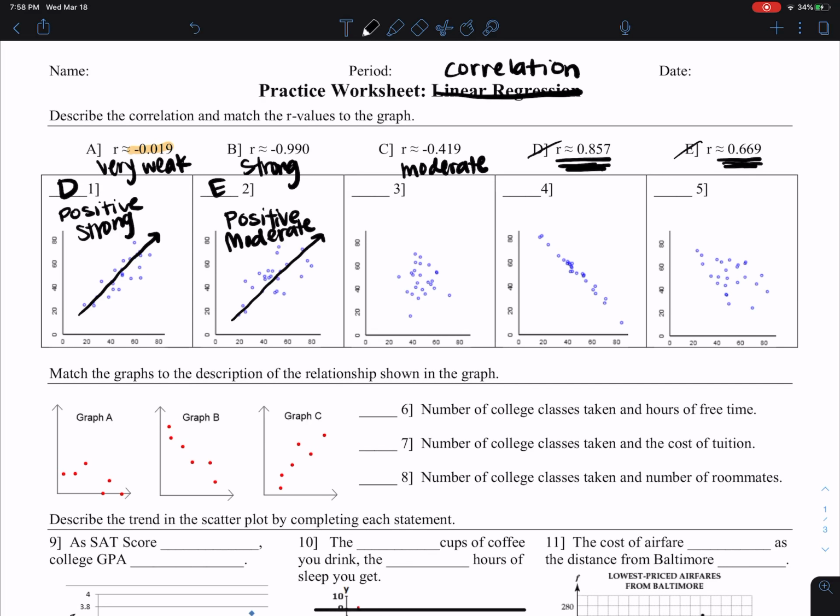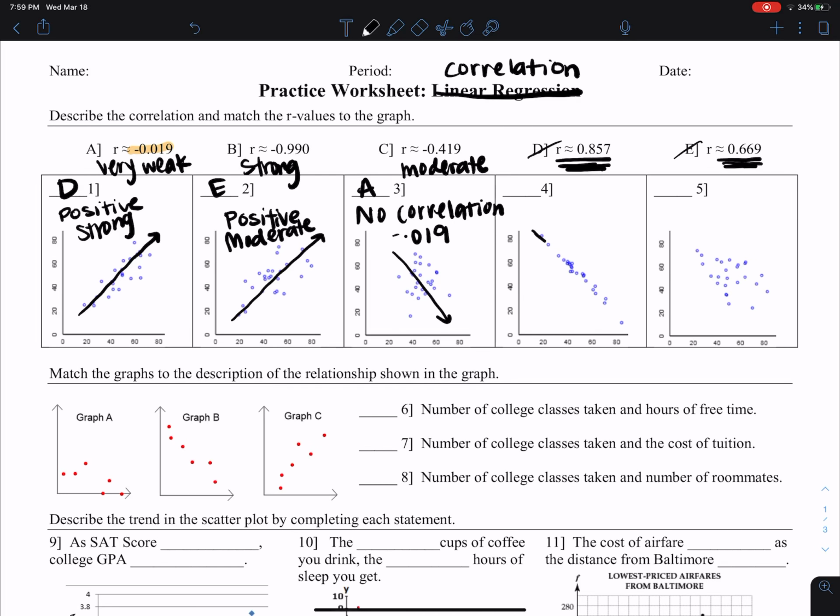So now we have our 3, 4, and 5 graphs. If you look at these, which one do you think looks like the very weak one? If we draw a line on 3, we know it has to be negative, but it doesn't really look like the points are linear. So this one would be very weak. We could possibly say it has no correlation, because negative 0.019 is a very, very small correlation. So we could practically say it has no correlation.